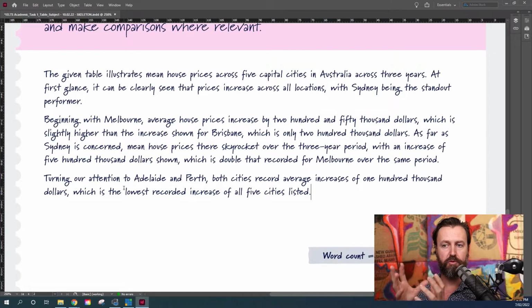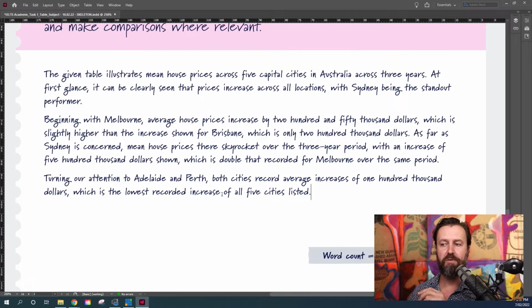The first sentence was grouping Melbourne and Sydney. The second sentence was Melbourne and Brisbane. The next sentence was just Sydney. And this last one, we're grouping Adelaide and Perth. So turning our attention to Adelaide and Perth, both cities record average increases of $100,000. Again, now comparison, which is the lowest recorded increase of all 5 cities listed.